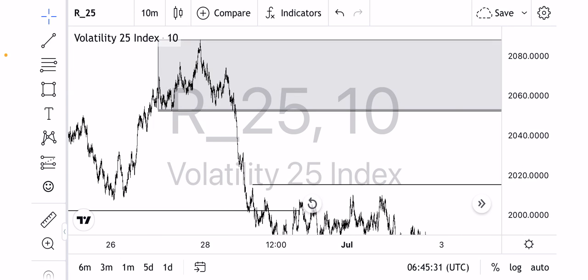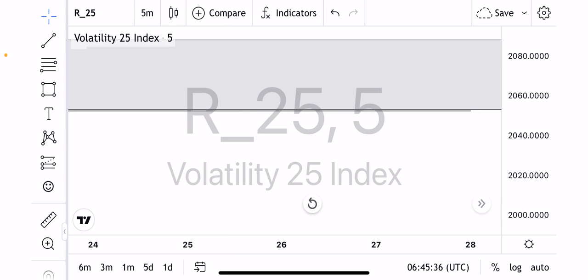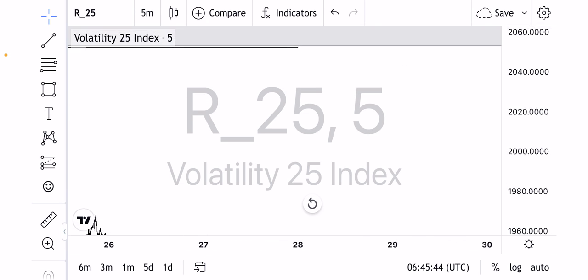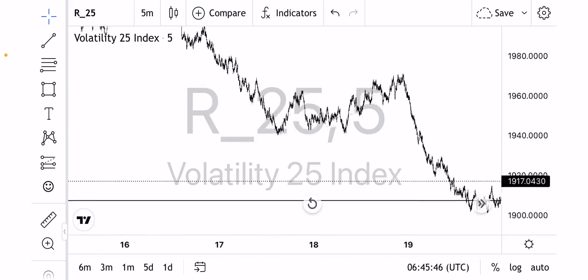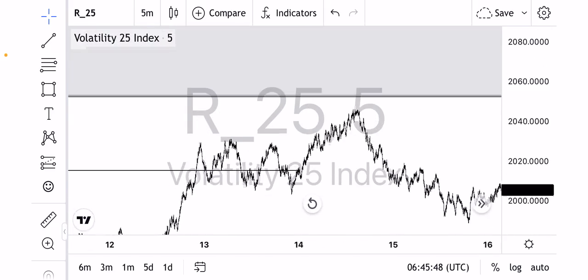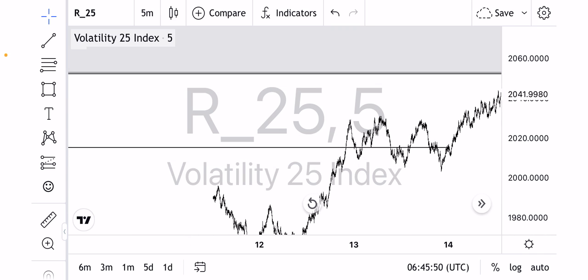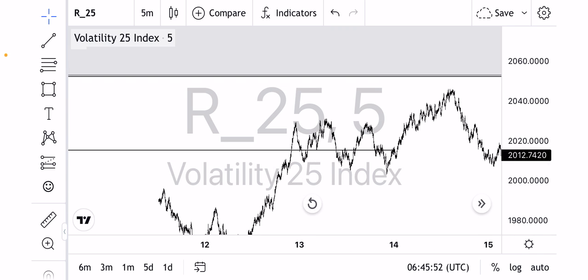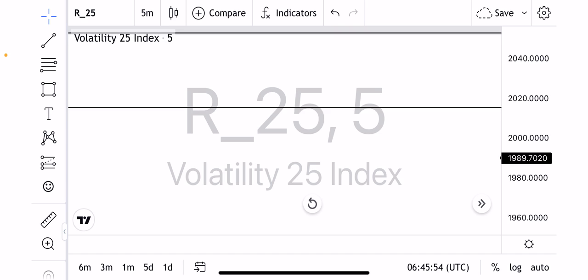All right. Now on the 5 minutes, I needed to confirm something. You can see the lines we marked out as our fair value gap on the higher time frame. So the market got into the line here. Okay, this is the line here, guys. The market has gotten into the line.